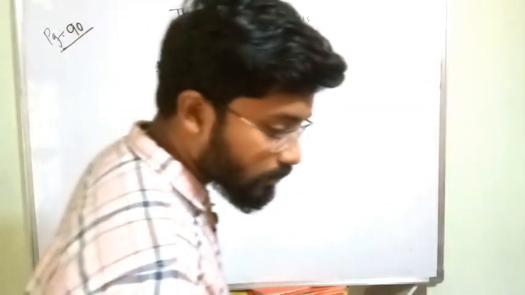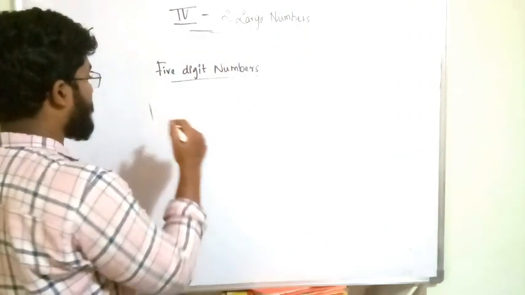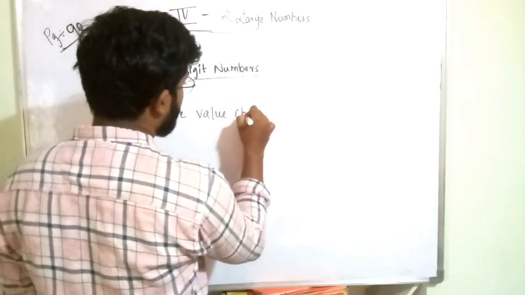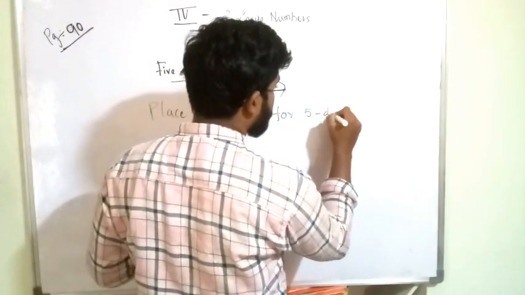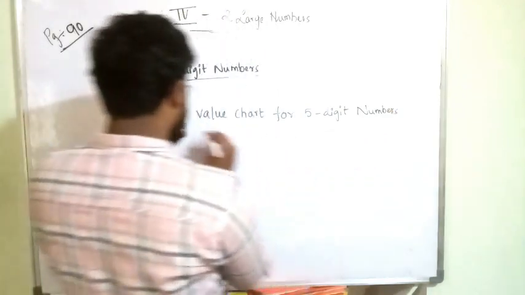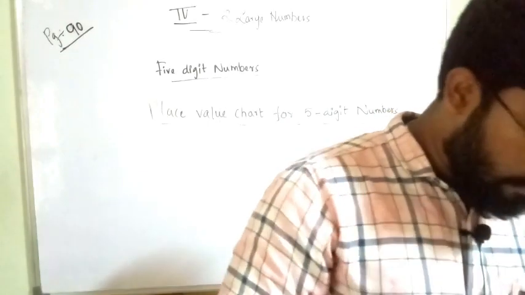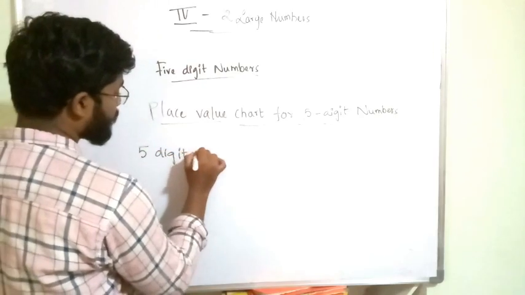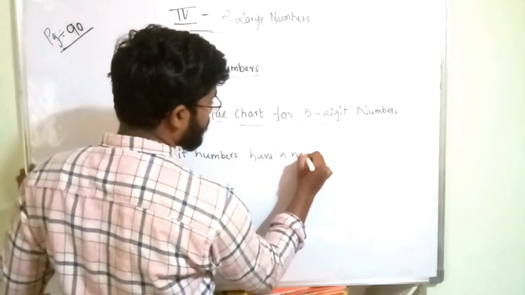So we have to learn the place value chart for 5-digit numbers. What are we going to learn? Place value chart for 5-digit numbers. Okay. You have to learn the place value chart. Clear? So what is there? 5-digit numbers have a new place. What is that?